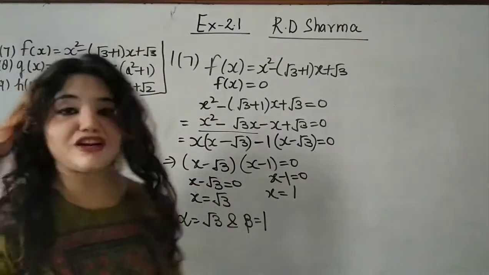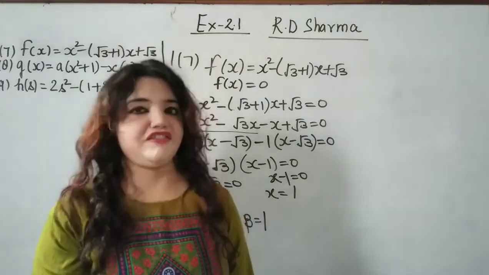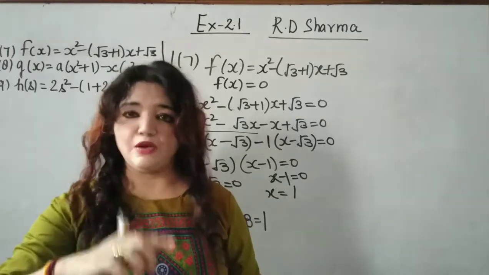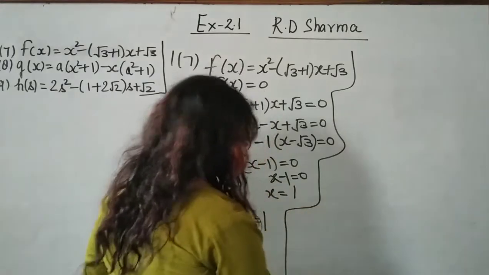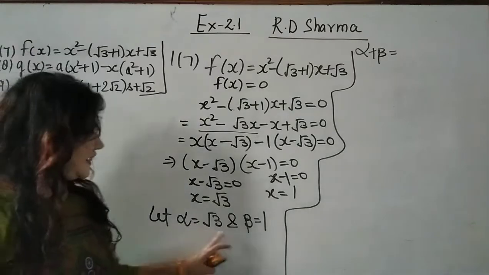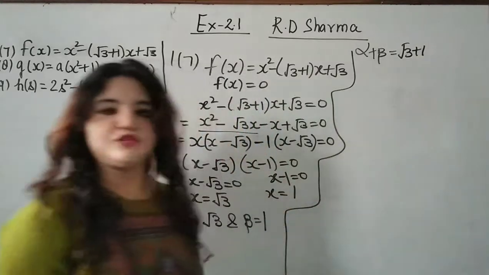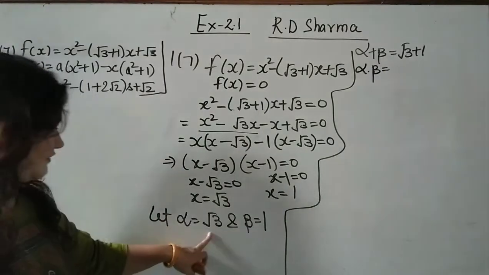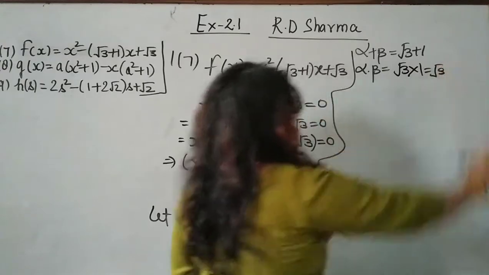Now what are we going to do? We know we have found the zeros. Now we have to verify the relationship. How do we do it? We will calculate alpha plus beta, and after that we will calculate alpha into beta. So first, alpha plus beta: alpha is root 3 and beta is 1, so that means root 3 plus 1. Now alpha into beta: alpha is root 3, beta is 1, so root 3 into 1 is equal to root 3.